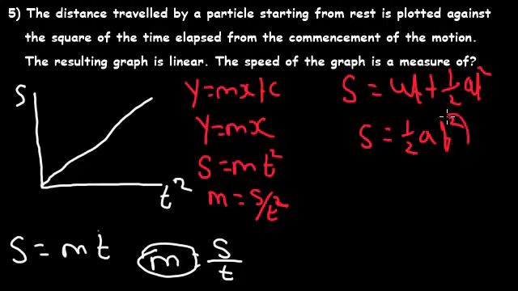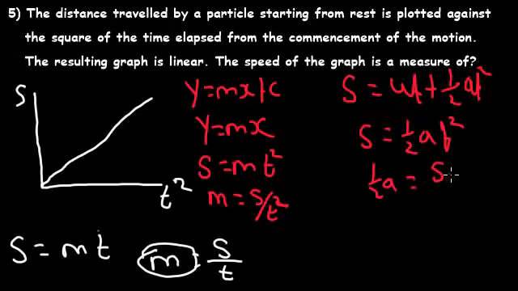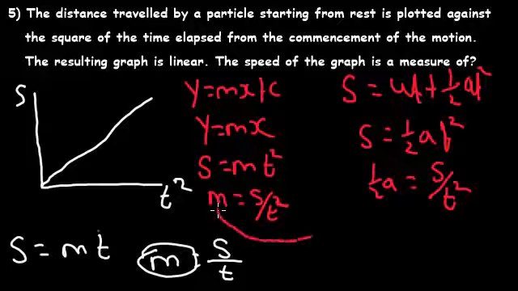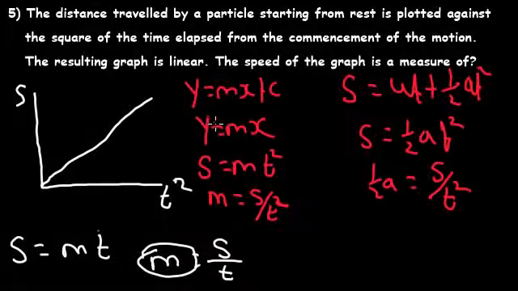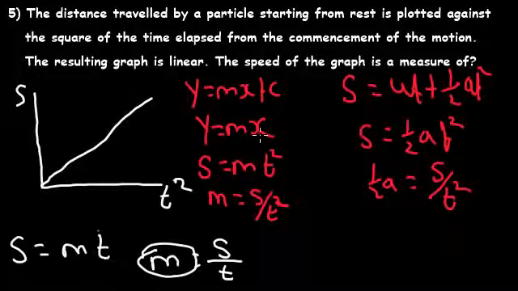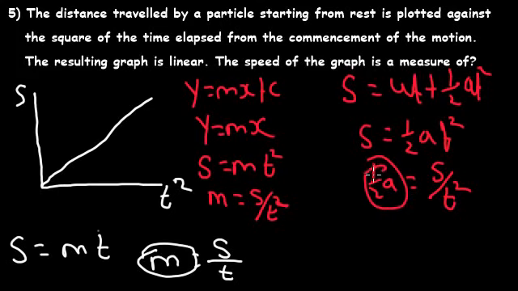Now, what if we divide both sides by t squared? You can clearly see that half a will be equal to s over t squared. But m is also s over t squared here. Can we say that m is equal to half a, that is, half of the acceleration? And now make a clarification or a final statement that half a corresponds to the measure of the speed of the graph.